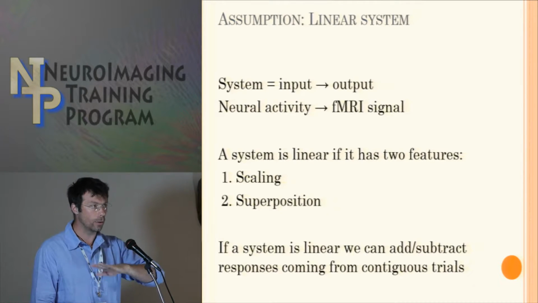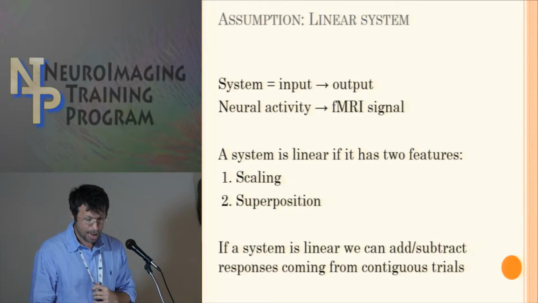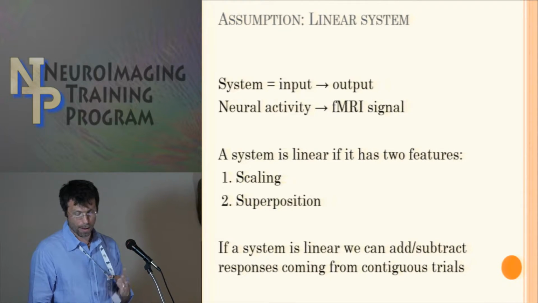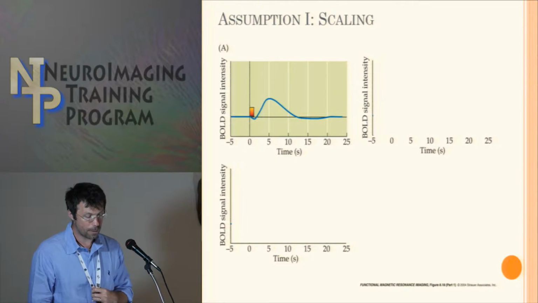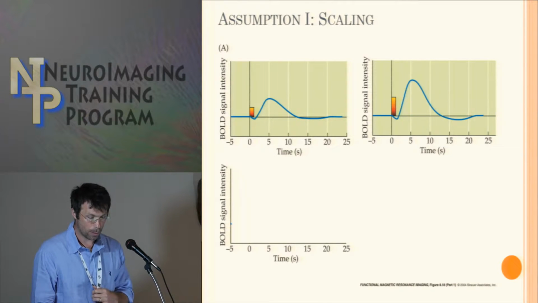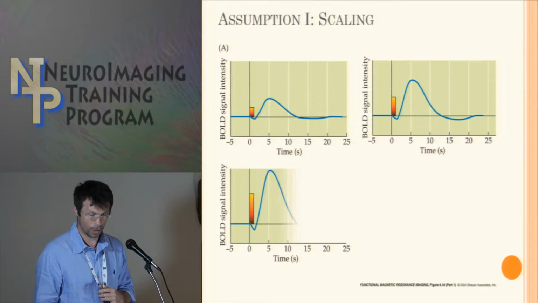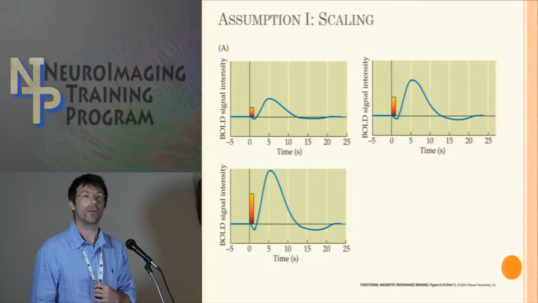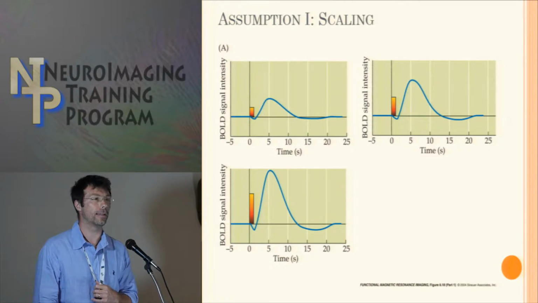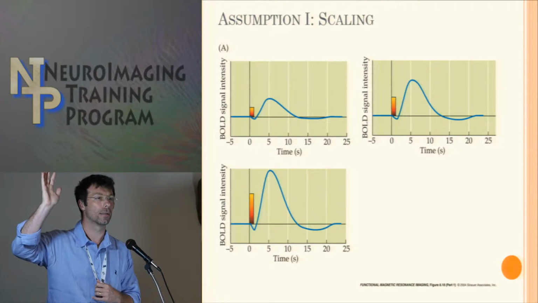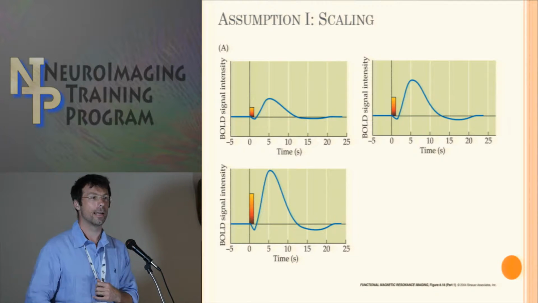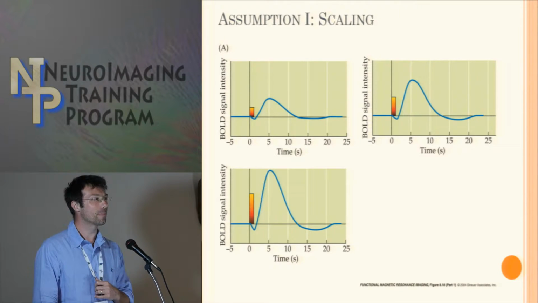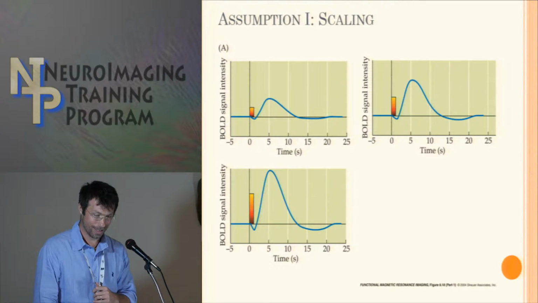Now, the beauty of this is that if a system is linear, then it's fairly easy to go back and say, oh, look, this much of that big curve came from task A, and this much came from trial 3 and trial 4. Right? You can tease those apart. In a sense, you can resolve this overlap problem. Now, what does it mean that a system has scaling? Fairly intuitive. The greater the stimulation, the greater the response, right? As simple as it could be. Probably familiar to all of you.